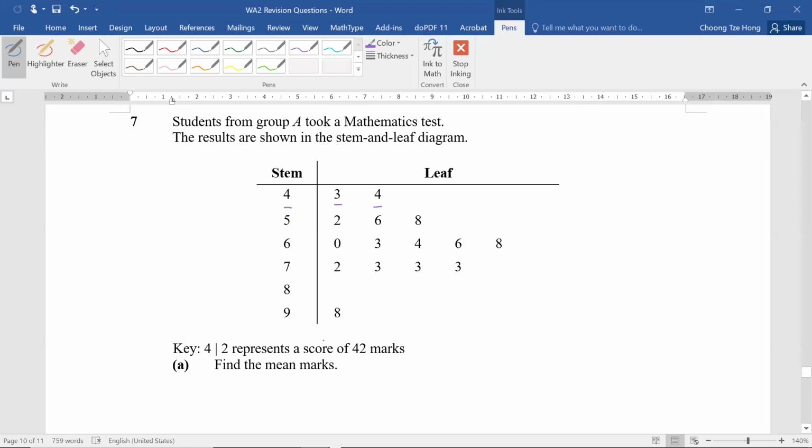To calculate the mean marks, what we need to do is to add up the scores of all the students. Over here, if you count, there's a total number of 15 students. So add up all the 15 scores and divide by 15, then you will get the mean. You can actually use your calculator to store the values. If you have forgotten how to store the values in your calculator, I'll be putting a link in the description of this video.